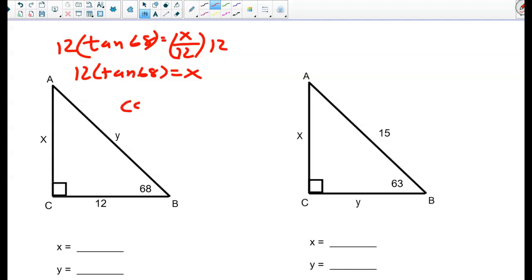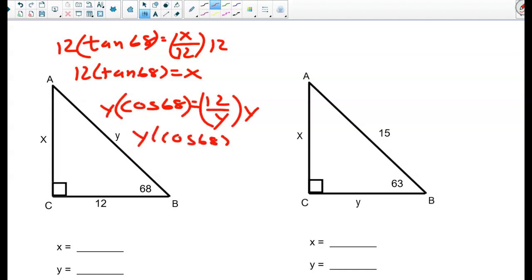Here, the cosine of 68 equals 12 over y. We multiply both sides by y. Y times the cosine of 68 equals 12. And y equals 12 divided by the cosine of 68.